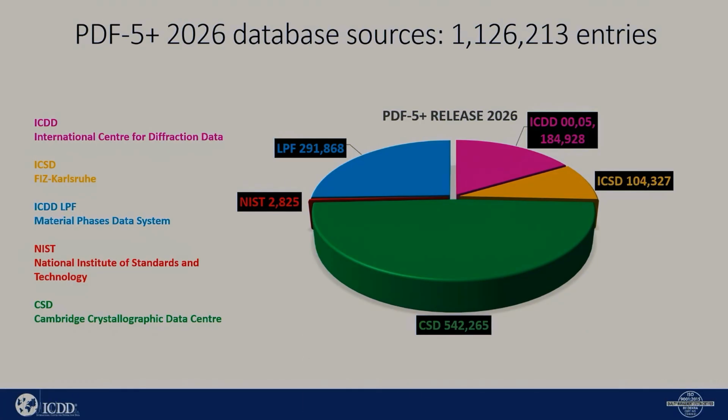All right? So what is the database? Well, the premier database is PDF-5+. It has 1.1 million entries in the data, and ICDD has a partnership with a lot of the key databases. So we have data that's been collected by ICDD over the years. We have data from the FIZ ICSD database. We have data from the CCDC, Cambridge Structural Database, the LPF database, and a little bit of NIST data.